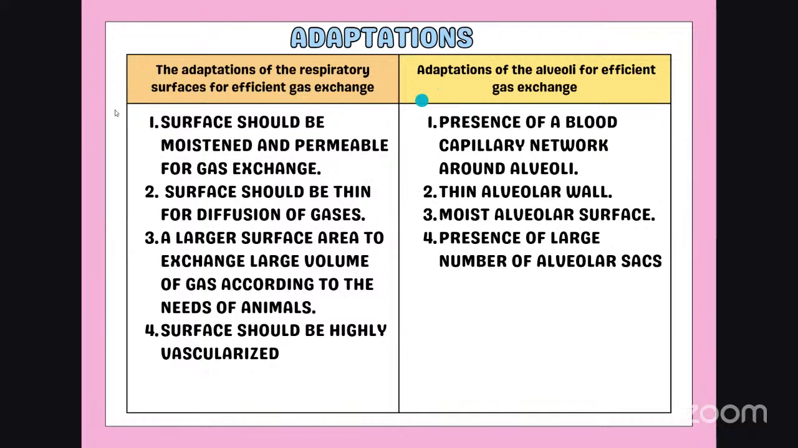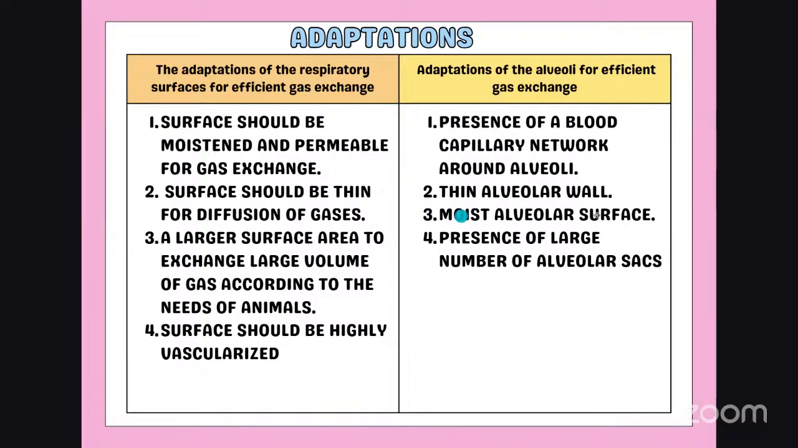So let's look at the first one. For efficient gas exchange, the surface should be moistened and permeable for gas exchange. Why? So that gases like carbon dioxide and oxygen can easily dissolve in it and transfer. So let's take a look. Do we have that in alveoli? Yes, we have. Number 3, moist alveolar surface. So the alveolar surface is moist.